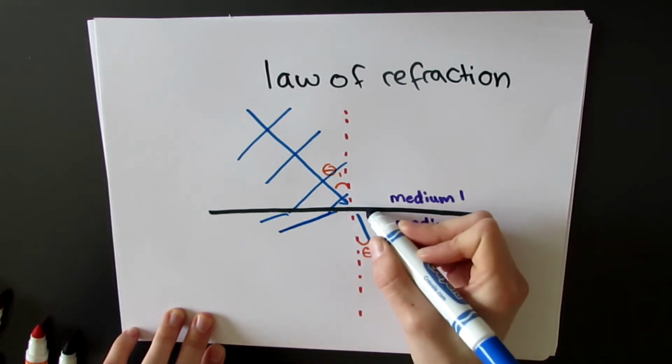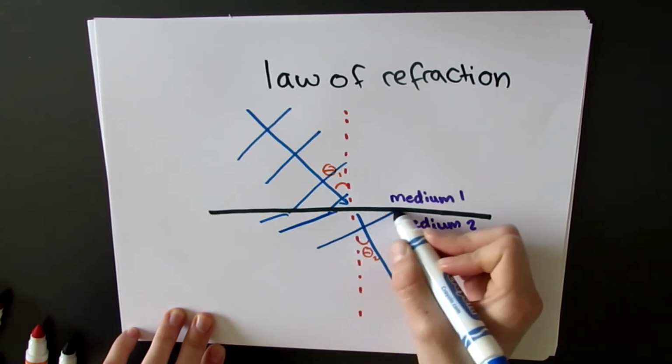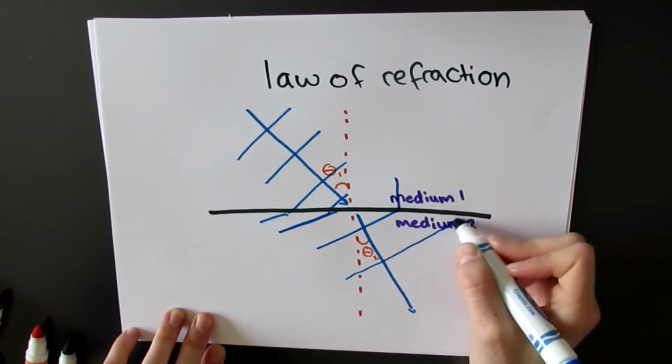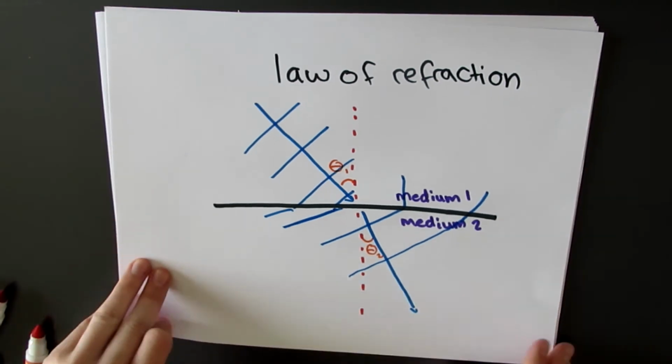This could be an example of light traveling through water, and then when you look straight downwards, the object that you see in water isn't exactly what it appears to be.